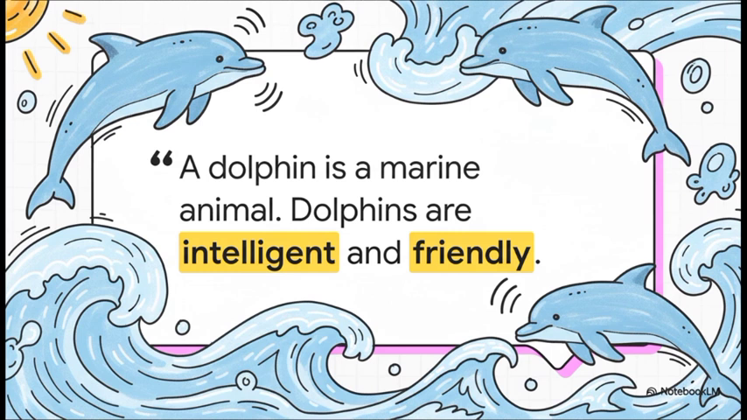They communicate using sounds. Do you see how perfectly that structure is working here? That very first sentence immediately identifies the animal for us. Then, the sentences right after that use those great adjectives like intelligent and friendly, and those simple present tense verbs like lives and swim to describe the dolphin's appearance, its habitat, and how it behaves.